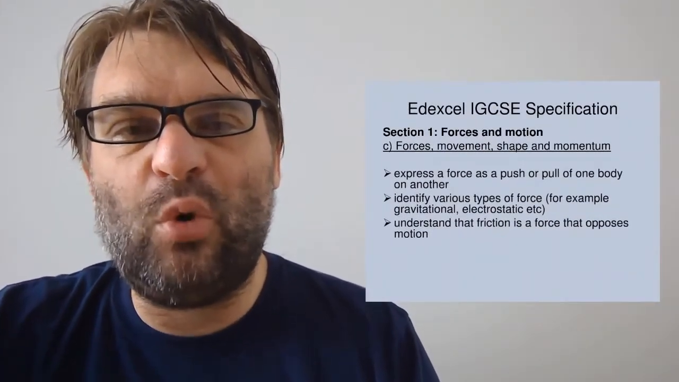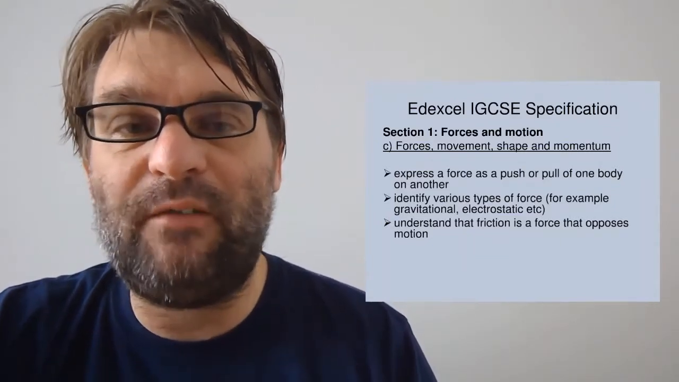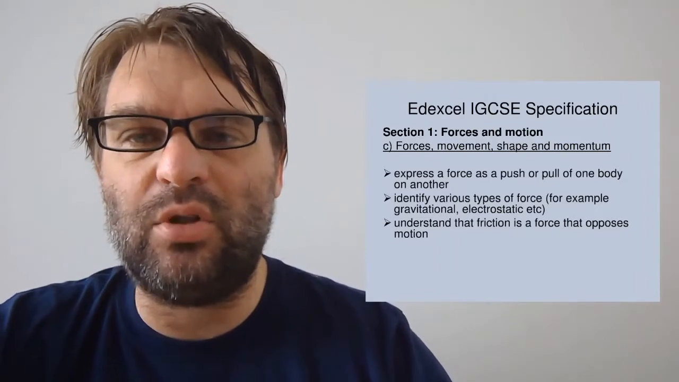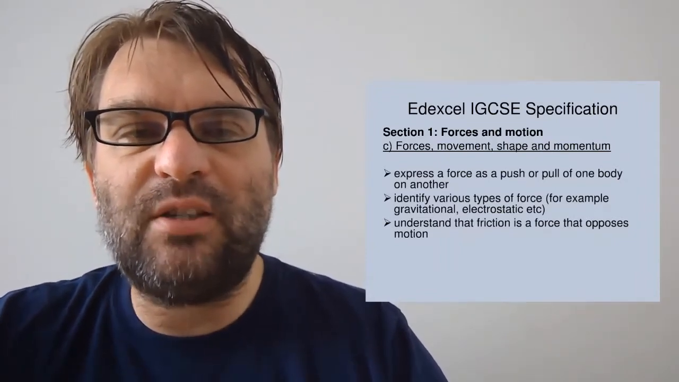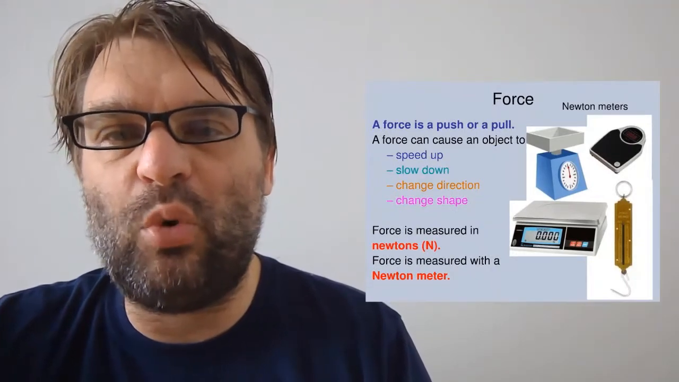We're going to express a force as a push or pull of one body on another body, identify various types of forces, 7 in total, and understand that friction is a force that opposes motion. So the first thing we've got to ask is what a force is.